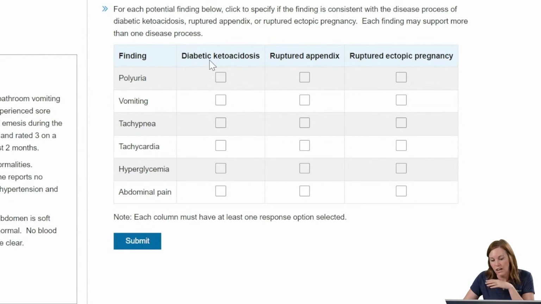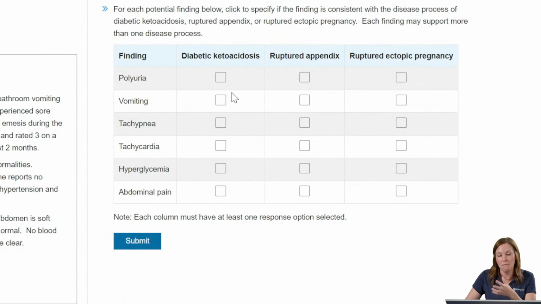So my advice to you guys is, instead of taking these row by row, go column by column and just think about one thing at a time and see how those findings fit in with it. I'll read the question to you too. It says, for each potential finding below, click to specify if the finding is consistent with the disease process of DKA, ruptured appendix, or ruptured ectopic pregnancy. Each finding may support more than one disease process.